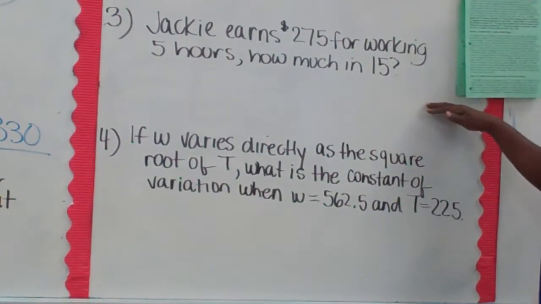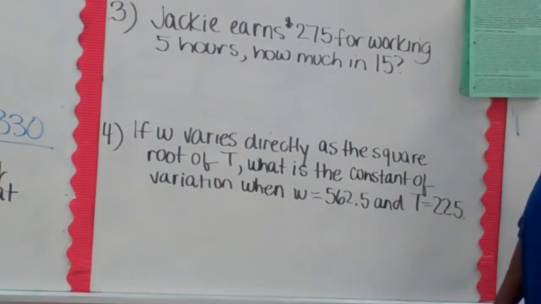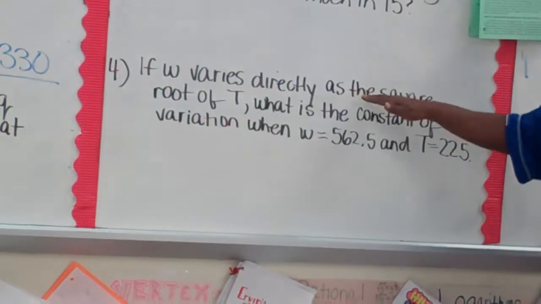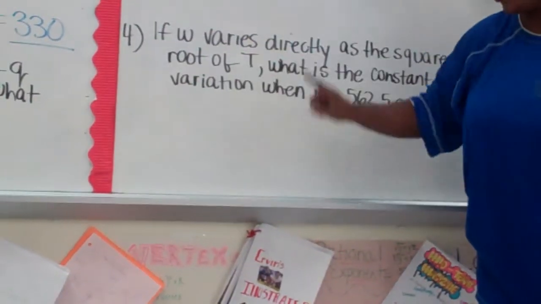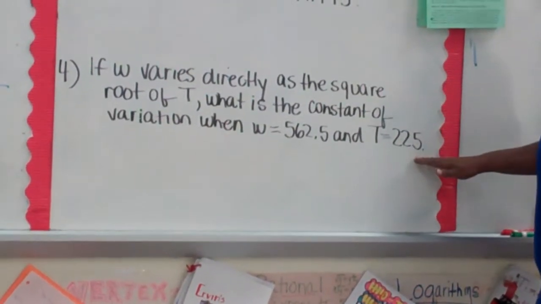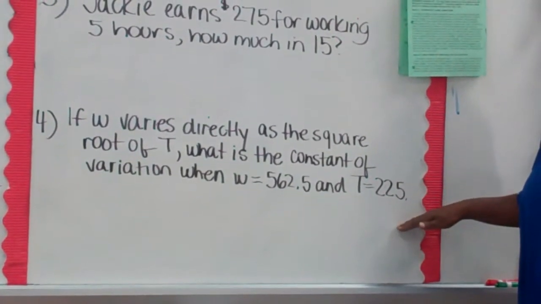Number 3, same problem about working. Jackie's earning more money, though, I think. $275 for working 5 hours, so definitely a lot more money. And then number 4, if W varies directly as the square root of T, so not the square, but the square root of T, what is the constant of variation when you have the two pieces? So you can plug in what you need and solve for the constant this time.